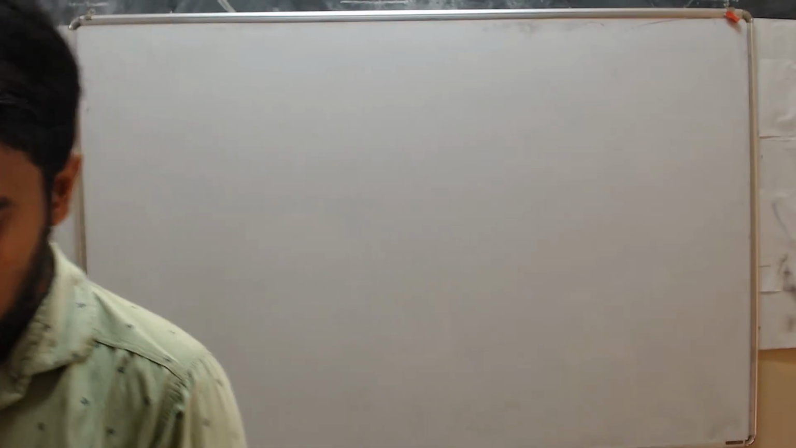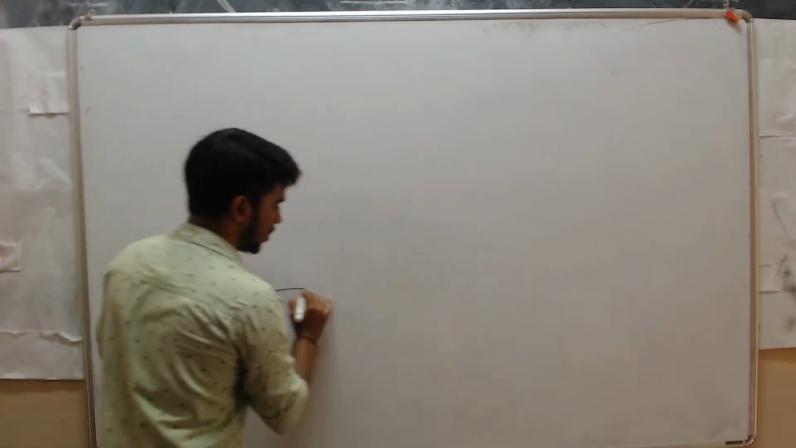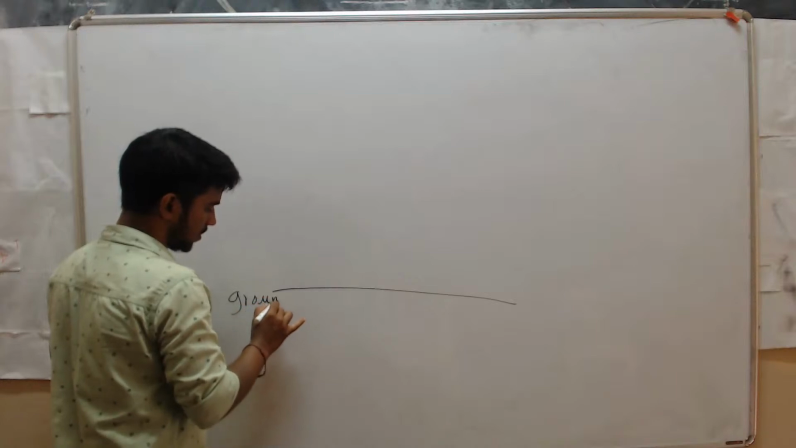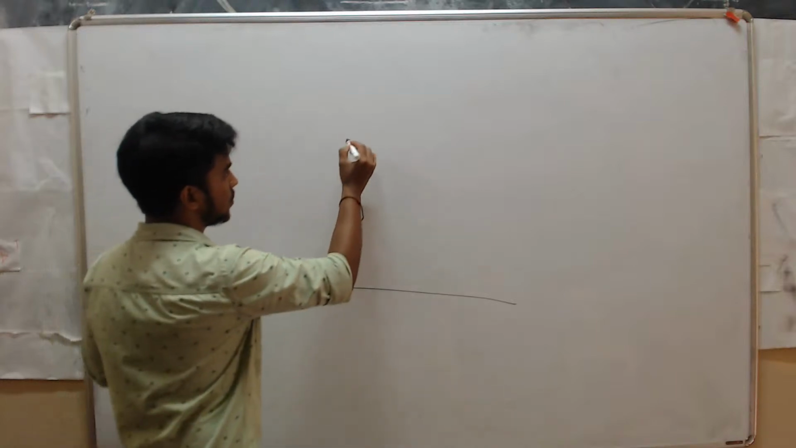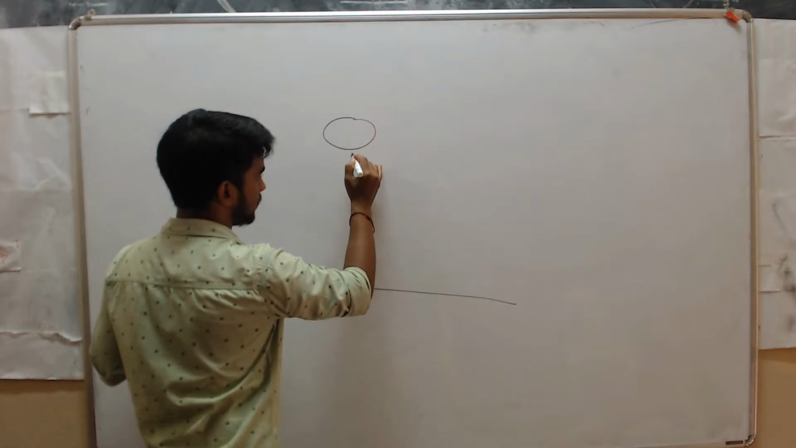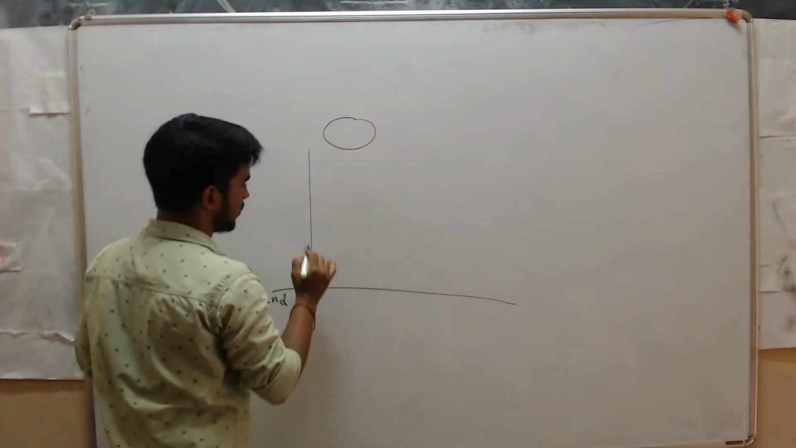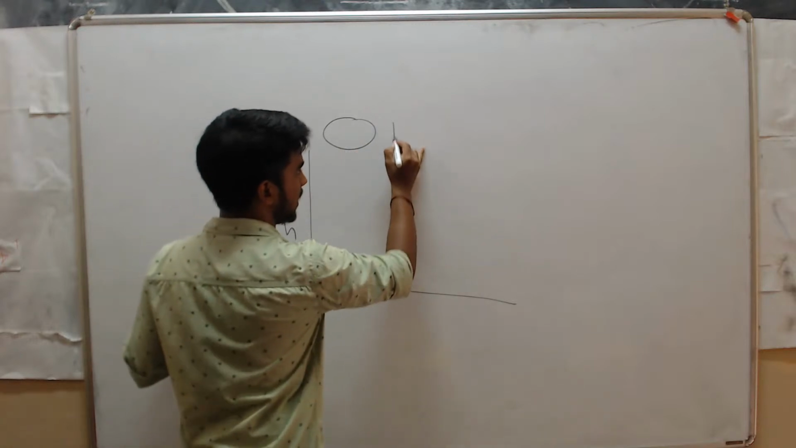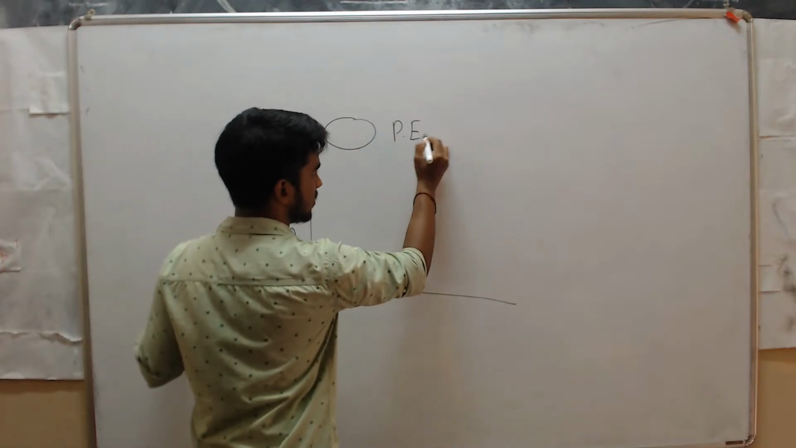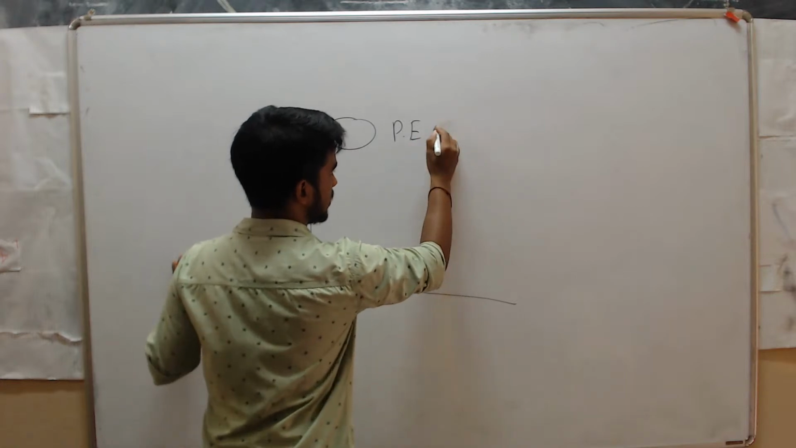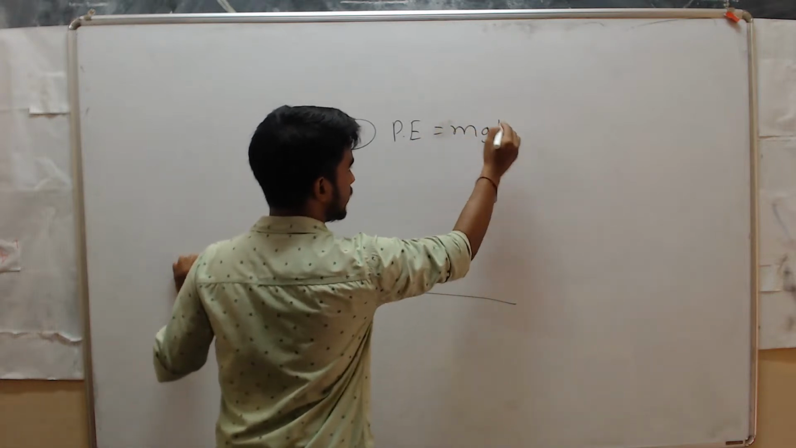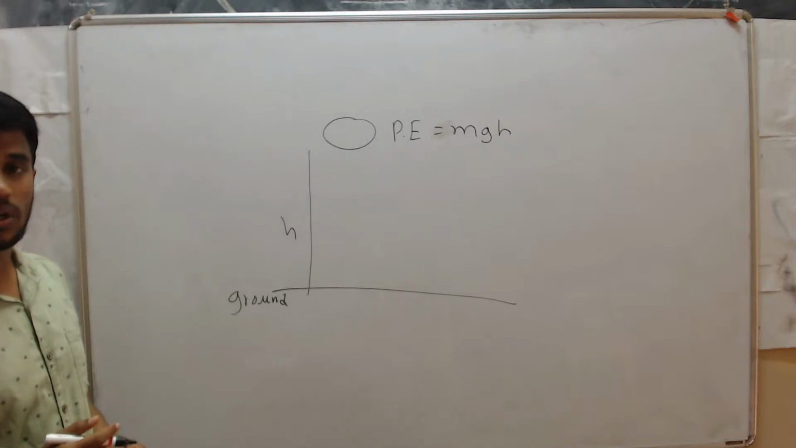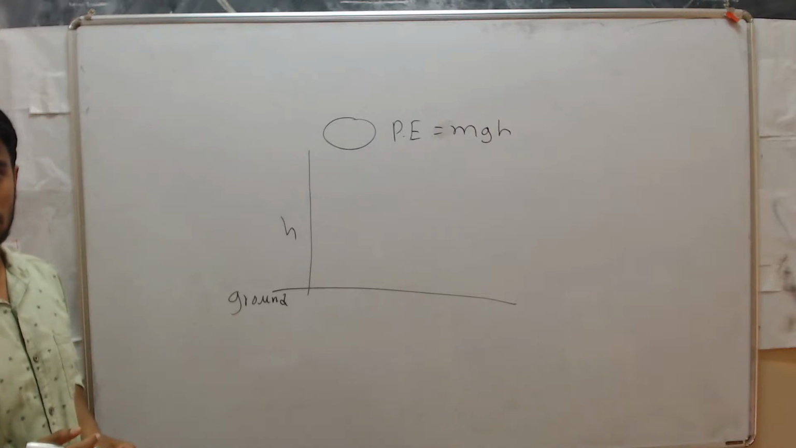Now listen here, we will discuss one simple problem. This is the ground. Lift one object, you are lifting it here, and this is the height. At this position, the object possesses potential energy, that is potential energy equals m into g into h.